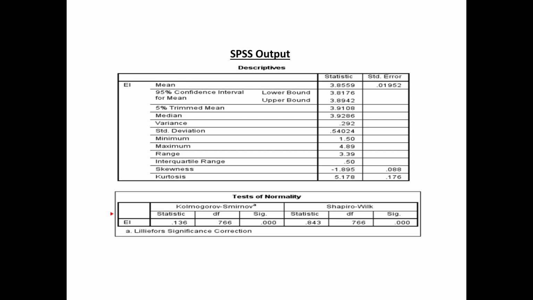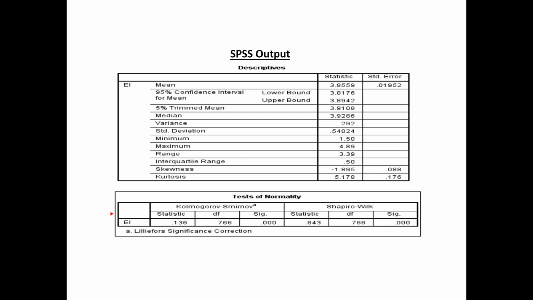The SPSS output shows the skewness and the kurtosis values. If you can check over here, the skewness and kurtosis values. The skewness statistic is found to be minus 1.895, and the standard error is found to be 0.088, and for kurtosis it is 5.178, and the standard error is found to be 0.176. And if we check the test of normality, we have to check the Shapiro-Wilk test, and we can see the value is significant. That is, it is less than 0.05.